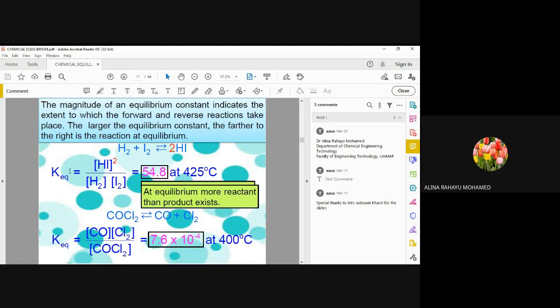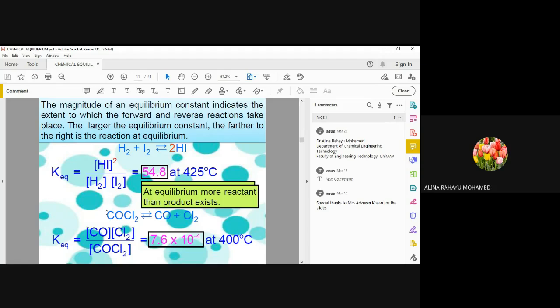So Keq, the equilibrium constant, equals the concentration of hydrogen iodide to the power of 2 over the concentration of hydrogen times the concentration of iodine, which in this case equals 54.8 at a high temperature of 428 degrees C. So at equilibrium, more reactants than products exist.